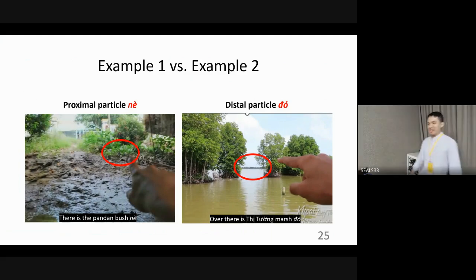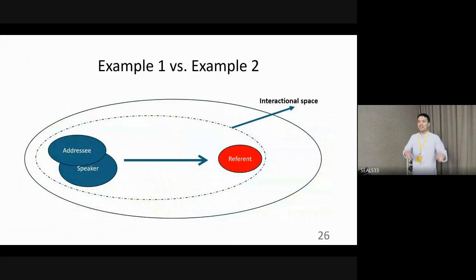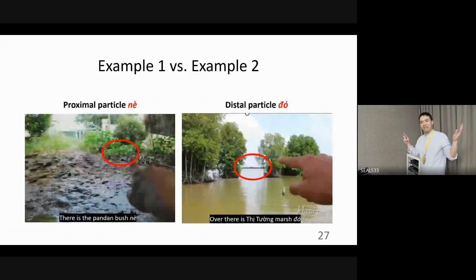What's going on, right? At this point, it seems like distance is not really the factor that drives demonstrative choice. And it makes even less sense if we try to use interactional space, right? Because if we graph these two examples, we see that they have the same interactional space. The addressee and the speaker stand next to each other and both point at something in the distance. And it's still in this space. So why do we see distal? And why do we see proximal in one case?